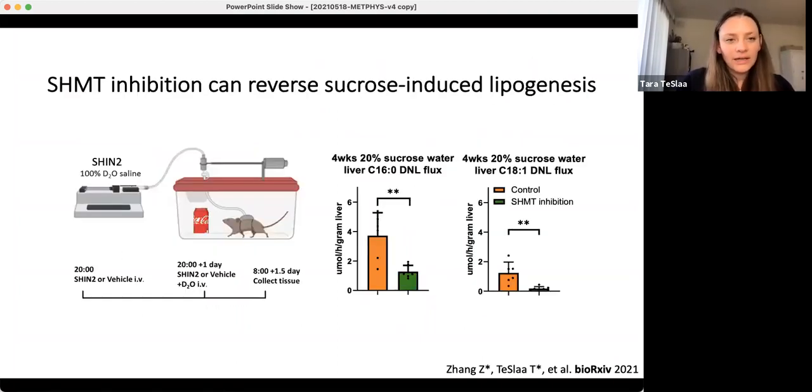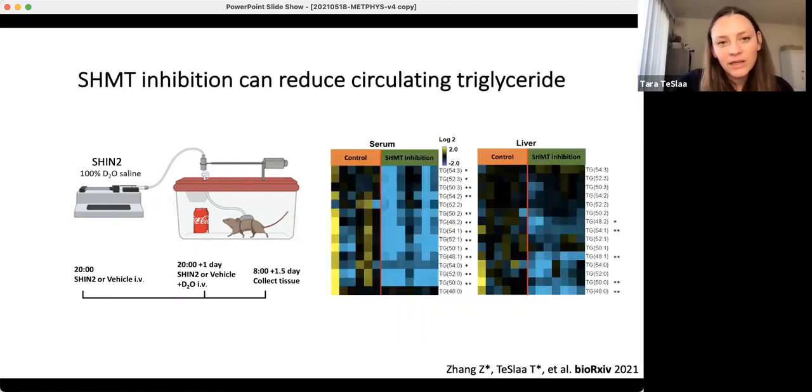So using these mice that have been fed 20% sucrose water for 4 weeks, we treated the mice acutely for 36 hours with our SHMT inhibitor. And then at the end, we measured lipogenic flux with D2O. So what we saw was really nice. We saw an inhibition of lipogenic flux in the liver. And we were happy to see a decrease in the levels of triglycerides, both in the serum and the liver.